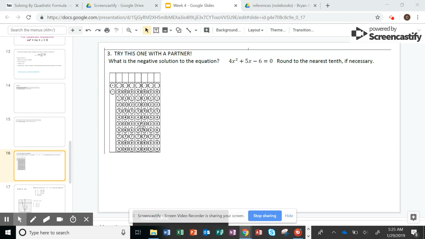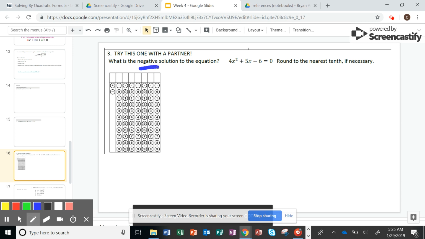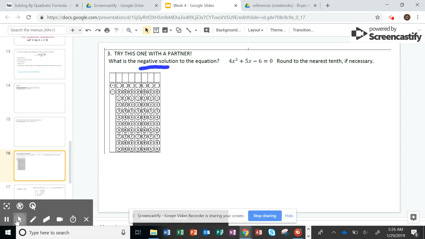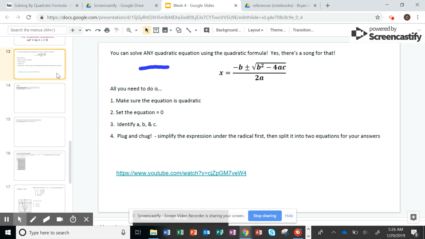All right, now lastly, let's look at example 3. What is the negative solution to the equation 4x squared plus 5x minus 6 equals 0? Round to the nearest tenth if necessary. So again, let's go back to our steps that we have right above.